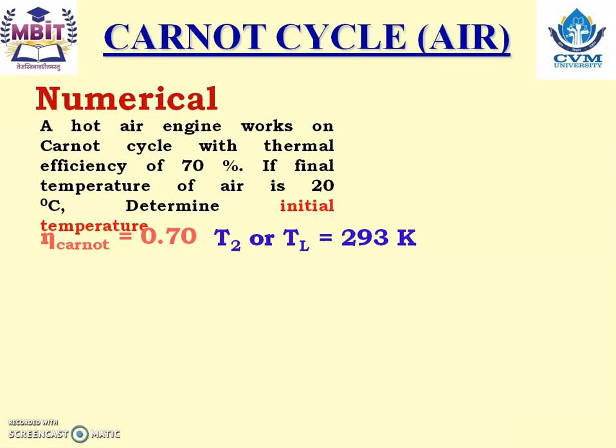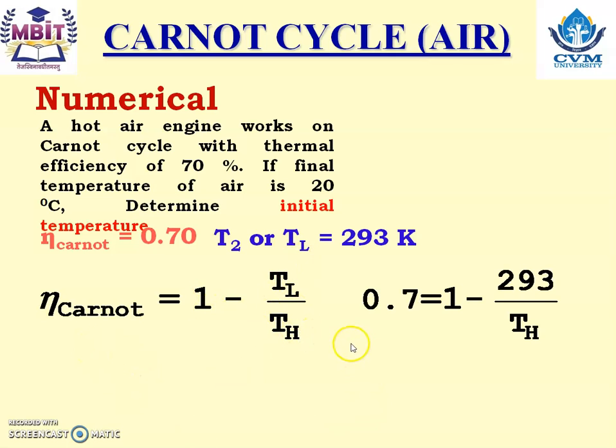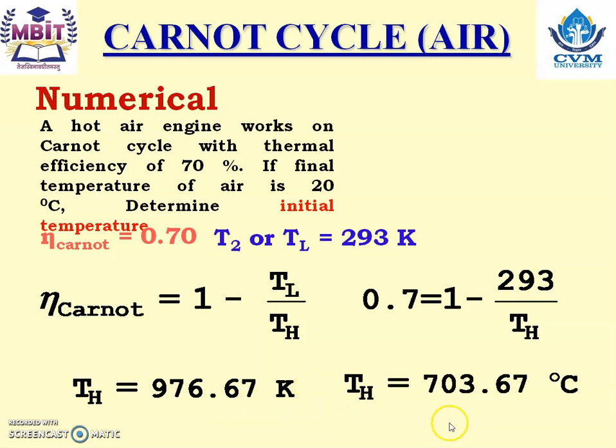Now we have to calculate the initial temperature, that is TH. So now we will use the equation of efficiency of Carnot cycle, equals 1 minus TL by TH. Substituting the data, 0.7 equals 1 minus 293 divided by TH. On calculating, we get TH equals 976.67 Kelvin, or that is equals 703.67 degree Celsius.